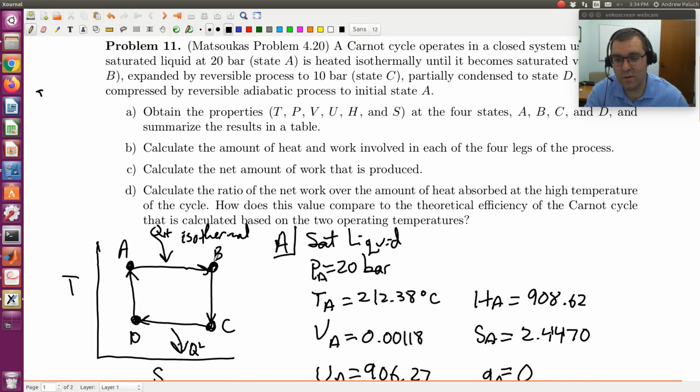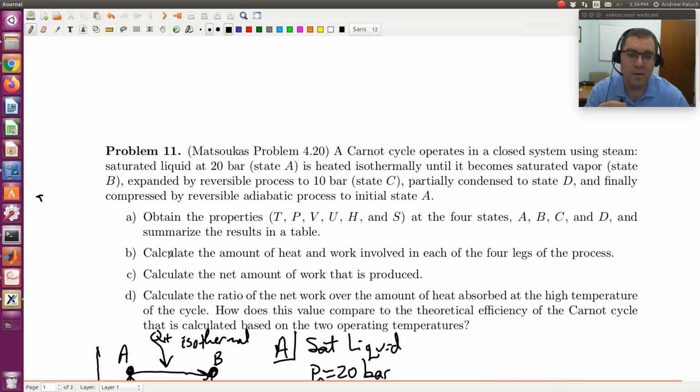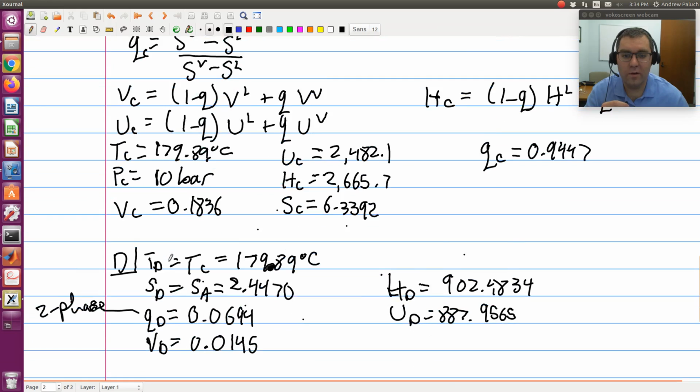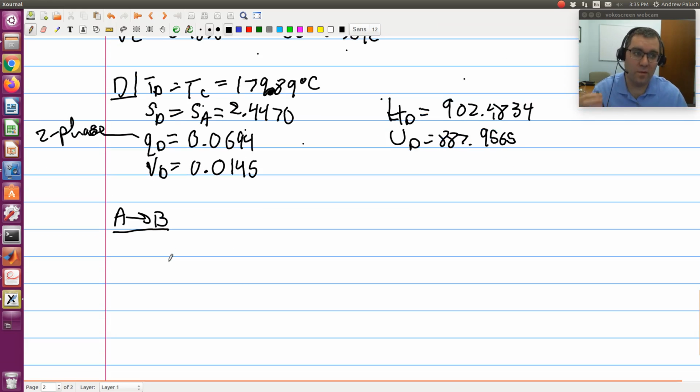So A to B is isothermal, B to C is isentropic, C to D is isothermal, D to A is isentropic. This is our Carnot cycle. All right, so we have a reversible cycle. So I'm going from A to B. What I'm going to use then is, so we have an isothermal process. Okay, and it's a Carnot cycle, so we're assuming that this entire process is reversible.